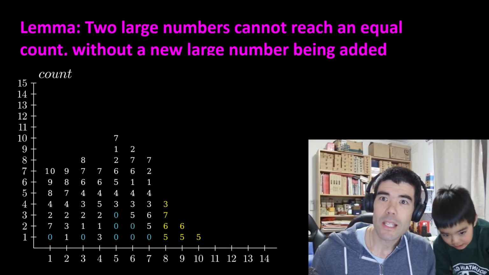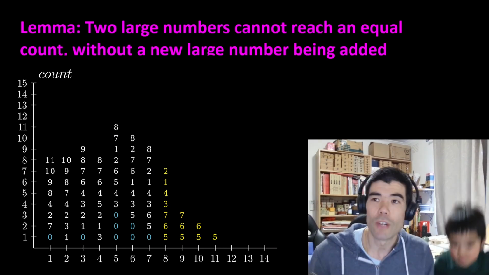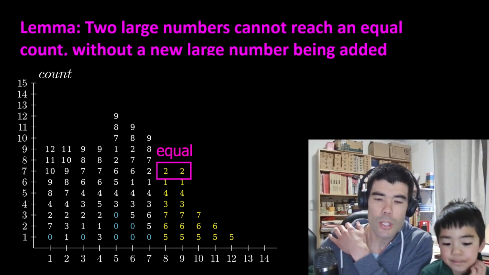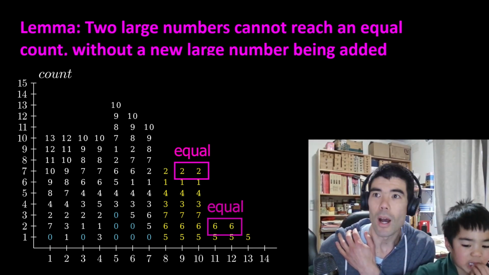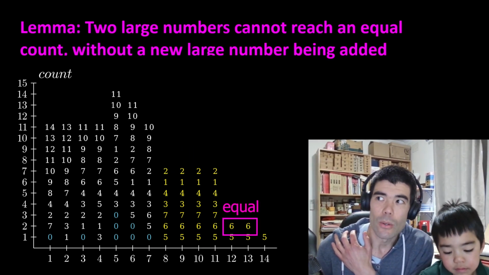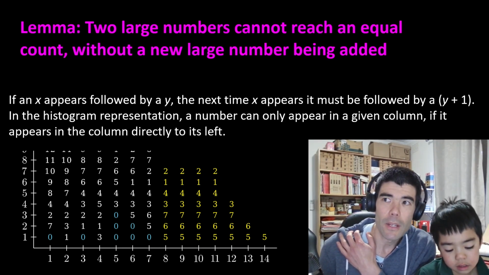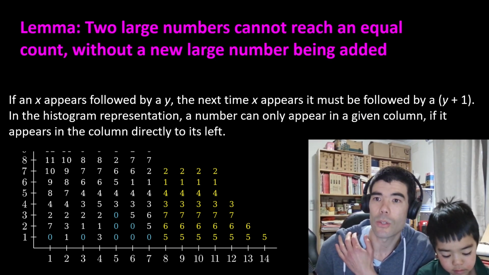So if we look at some examples, it always does seem to appear that those large numbers don't reach an equal height until a new large number is added on the end. In order to prove that, just remember that if x appears followed by a y, the next time x appears it must be followed by y plus 1. So in our histogram representation, what that means is if a number is going to appear in one column, it must appear in the column directly to its left.